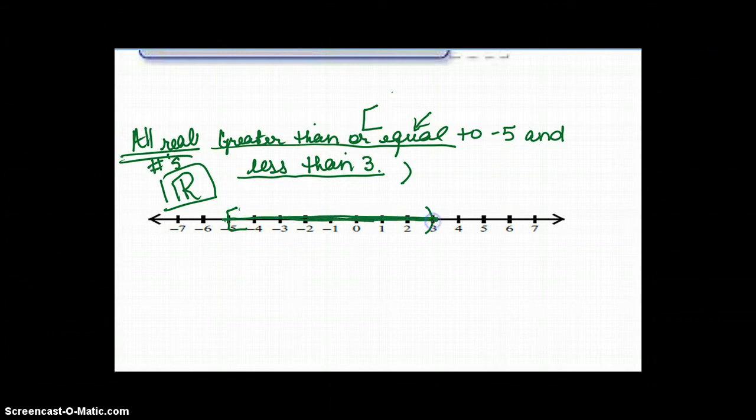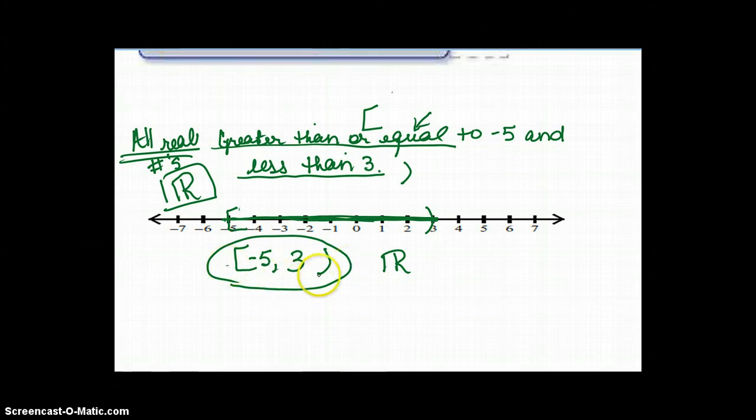Now, if we were to write this in what's called set notation, we would look exactly at the graph. We know we're going to have a bracket and a parenthesis. We're going to start that at -5 and 3. These have to be in the exact same order as the graph. And what this literally says, whoops, what this literally says is all real numbers greater than or equal to, because of the bracket, -5 and less than 3. So this is what's called interval notation, and we're going to be working with that a lot this year.